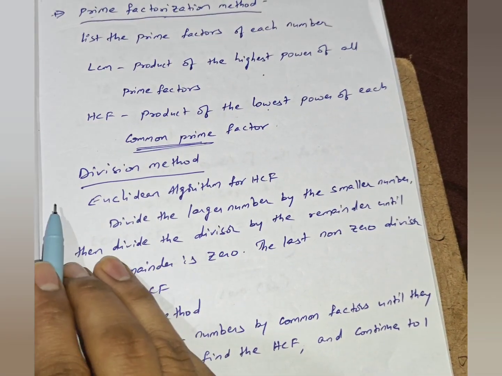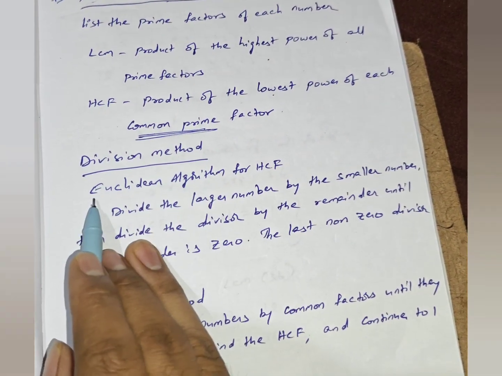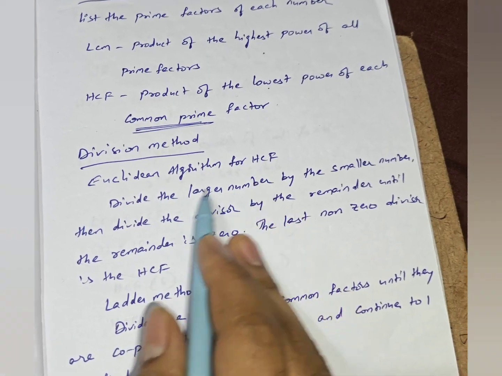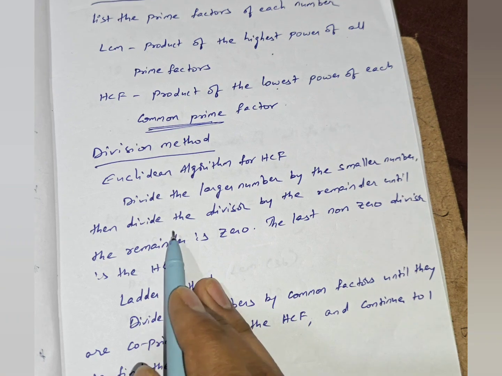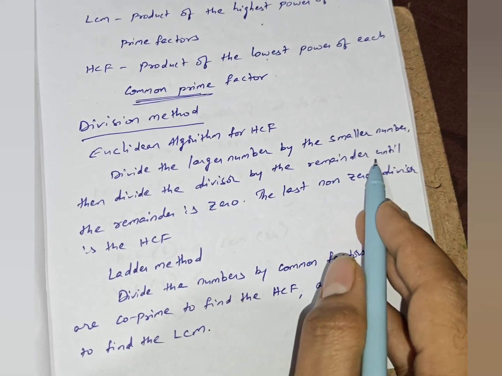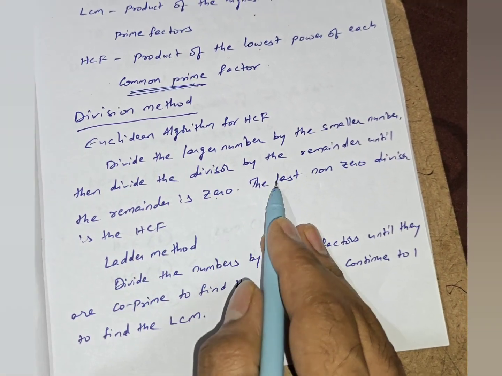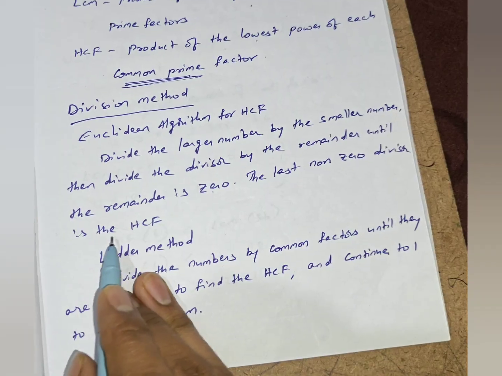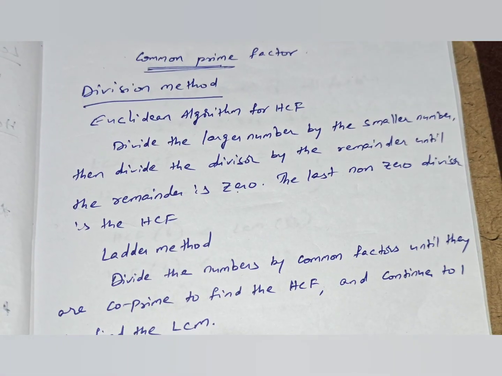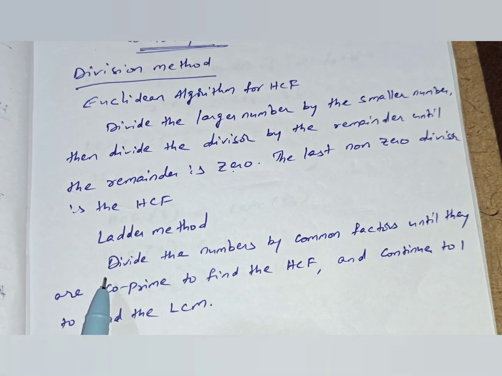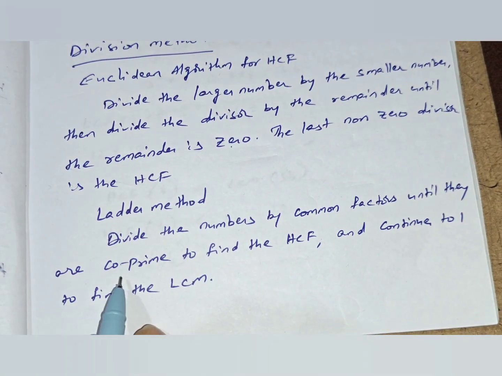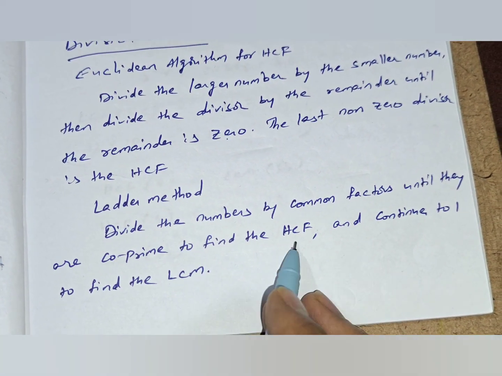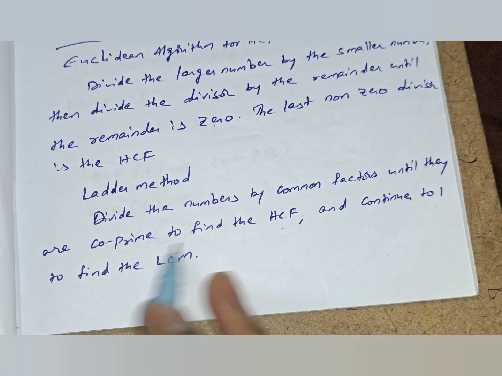The second method is the division method, that is the Euclidean algorithm for HCF. Divide the larger number by the smaller number, then divide the divisor by the remainder until the remainder is 0. The last non-zero divisor is the HCF. And the other method is the ladder method. Divide the numbers by common factors until they are co-prime to find the HCF, and continue till 1 to find the LCM.